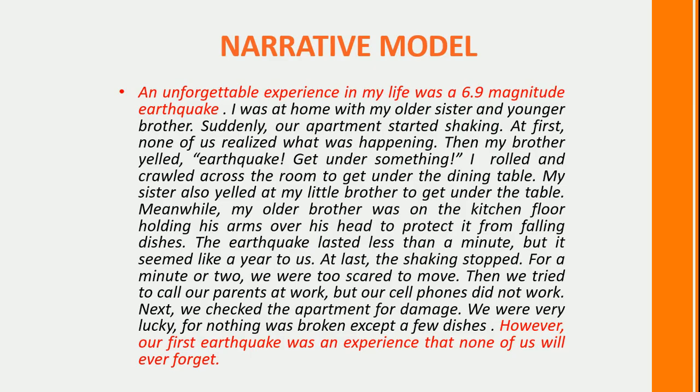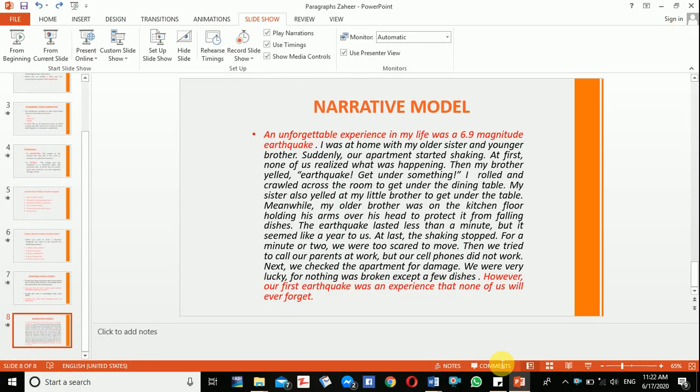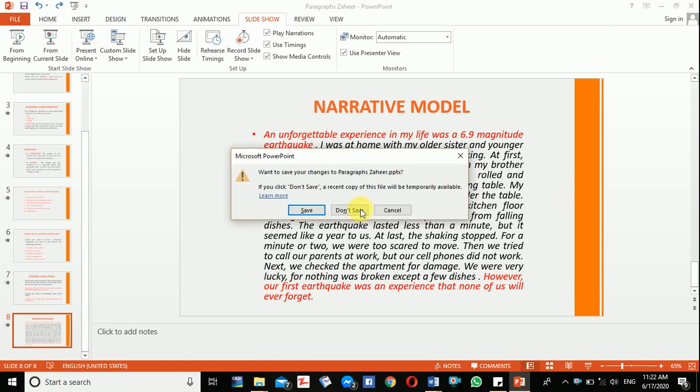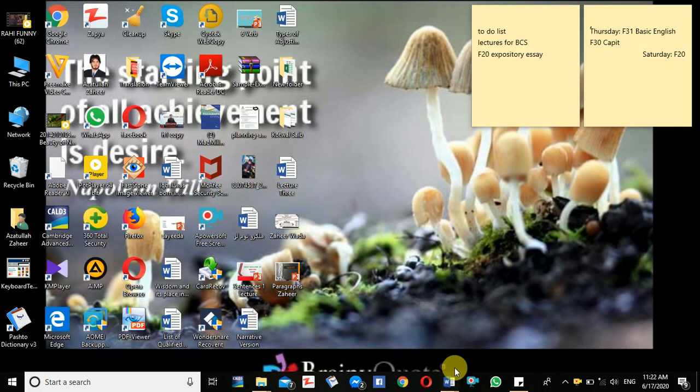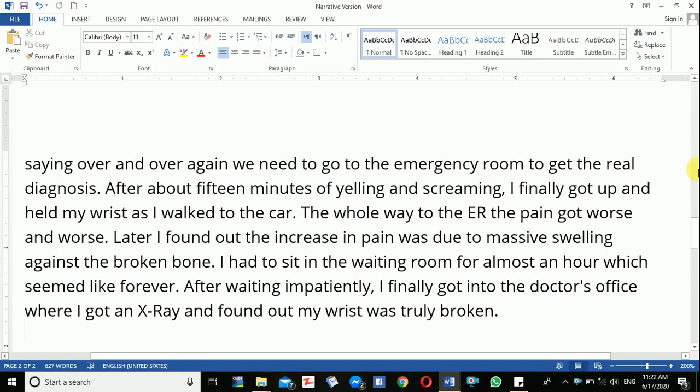Okay, this was our today's lesson, dear students. If you have any questions, suggestions, you can ask me about this. For more samples, I'll just show you some other samples which play a role in narrative. Let me show you.